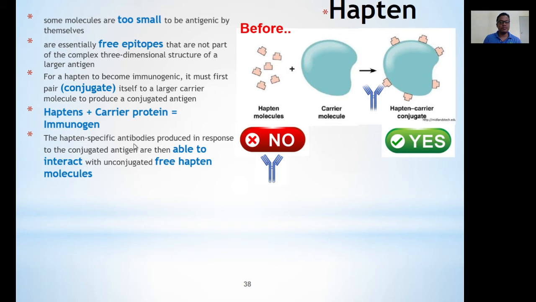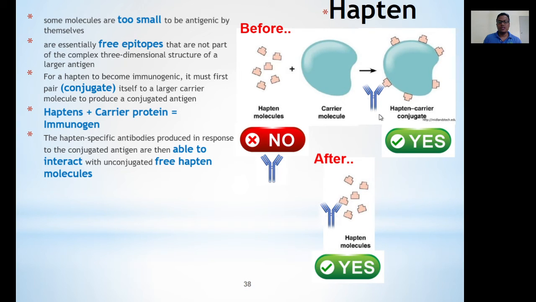The hapten-specific antibodies produced in response to the conjugated antigen are then able to interact with the unconjugated free hapten molecules. Once antibody is already being produced to the hapten, the next time, even without the carrier molecules, because our body already produces antibodies to it, the antibody can still detect the free hapten because it is already being stimulated against it.